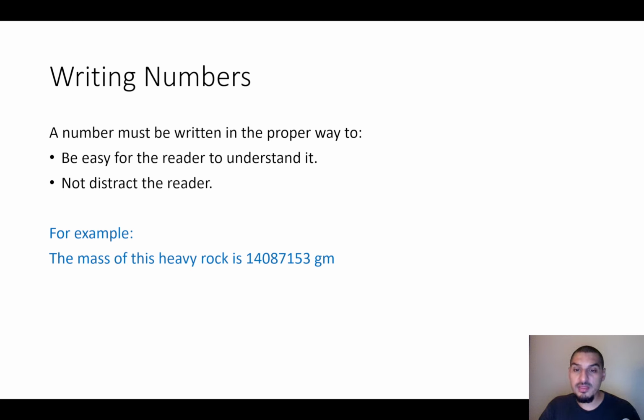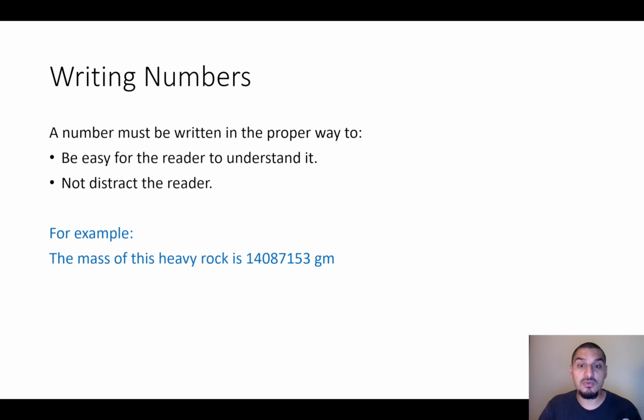If I tell you that the mass of something heavy is this, what would you think about this number? First, it would take you some time to figure out if this is 1 million, 14 million, or 140 million, because you have a lot of digits here. So you will count the number of digits from the right. This is the first 3, then the second 3. So this is 14,087,153 grams. Then we understand the number after we wrote it.